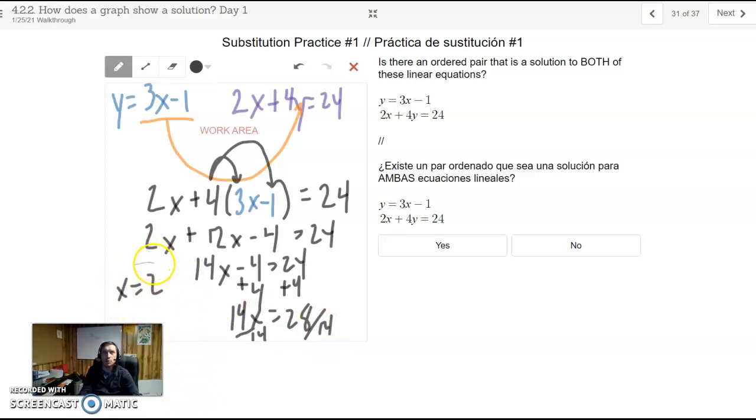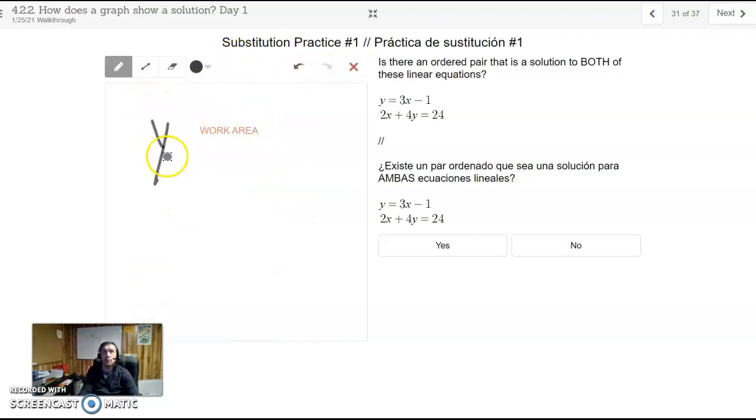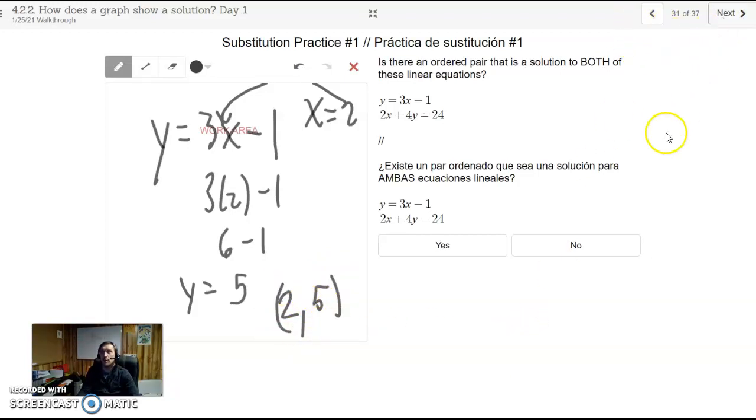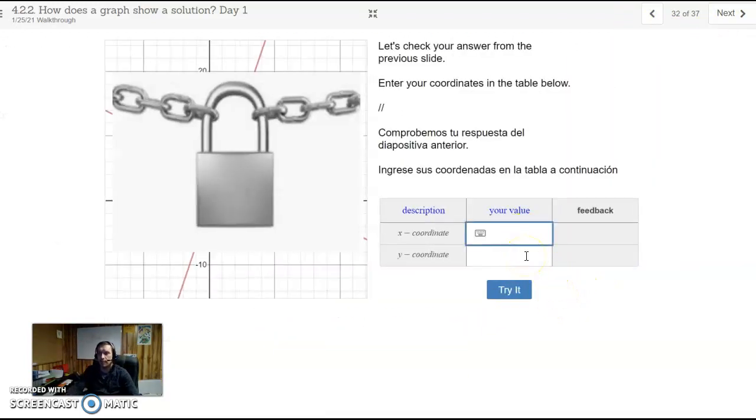All right, so once you find what x is, remember, plug it back in. So I know x is 2, so I plug it into 3x minus 1. So I have y equals 3x minus 1. I already know x equals 2, so I'm going to substitute that back in. I get 3 times 2 minus 1. 3 times 2 is 6. 6 minus 1 is 5. So I get the ordered pair (2, 5). All right, and so you can go ahead and plug that into this next slide. You get (2, 5).